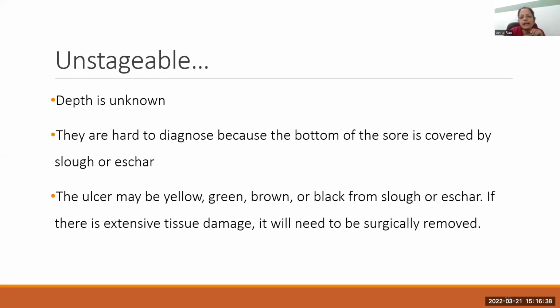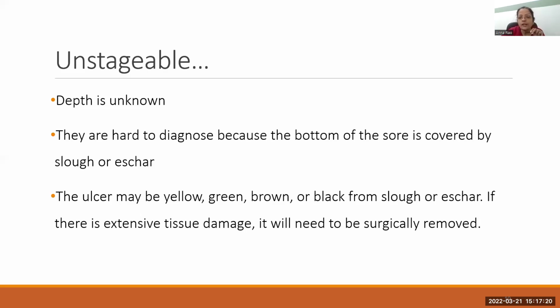Here, by looking at it at first, you will not be able to know the depth, because the color will be different, right? It may appear blue, black like that, but there will be a lot of slough also, eschar also, right? So when we clean it gradually, we may come to know, and it may happen that there will be a lesion which will have different stages. Each part of the lesion will have a different stage. That can also happen, and there will be extensive tissue damage.